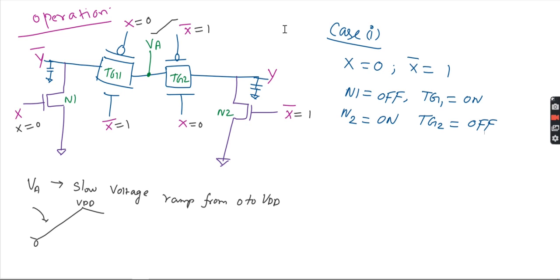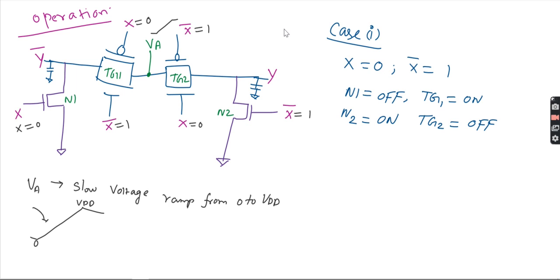But what about the transmission gate? The transmission gate is able to send the range of values from 0 to VDD without any degradation. That is the important characteristic of the transmission gate. It's a combination of the PMOS and the NMOS. Here in TG1, the NMOS gets X bar equal to 1, and X equal to 0 means the PMOS will also be on. Then the transmission gate is on, so TG2 will be off.